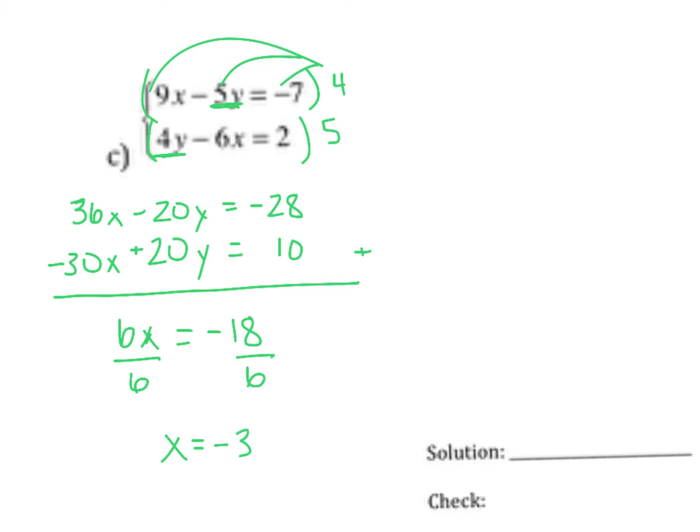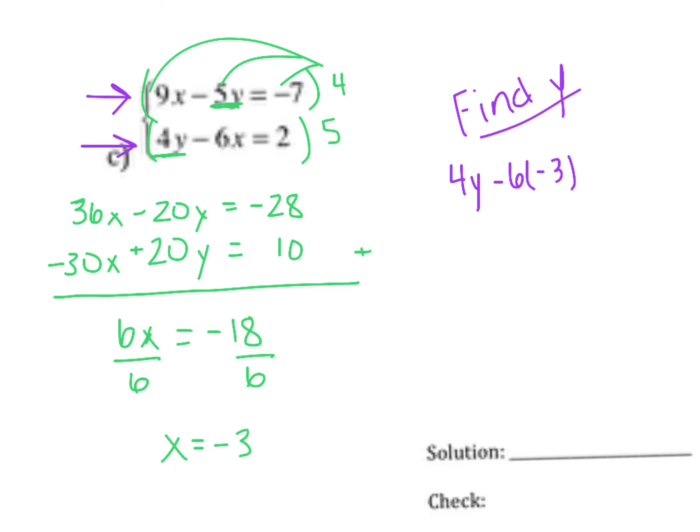So now we need to find our second variable. Again, plug it into either one of your original equations. I'm just going to plug it into the second one. So 4y minus 6x equals 2. So 4 times y is 4y minus 6 times, we now know x to be negative 3, equals positive 2.